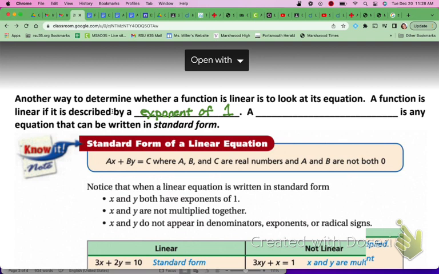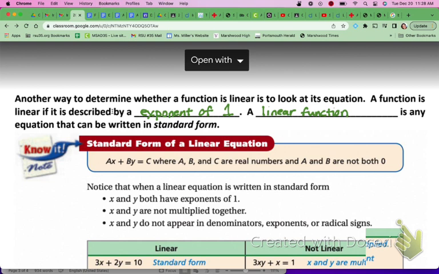So, a linear function is any equation that can be written in what we call standard form. So this is what standard form looks like. Standard form is any coefficient a times x plus any coefficient b times y is equal to c, where a has to be some type of real number, and your x, notice, has an exponent of 1, and your y has an exponent of 1, and c just represents some constant.